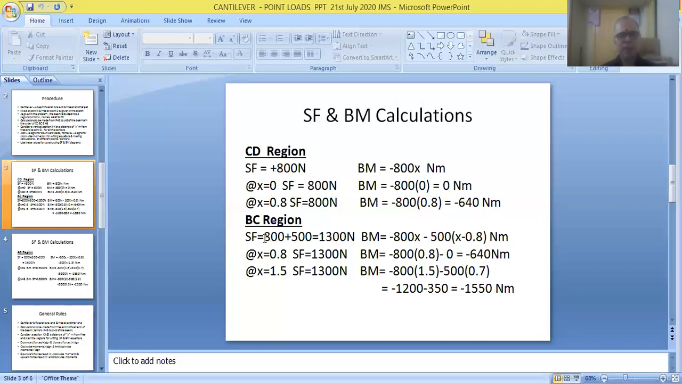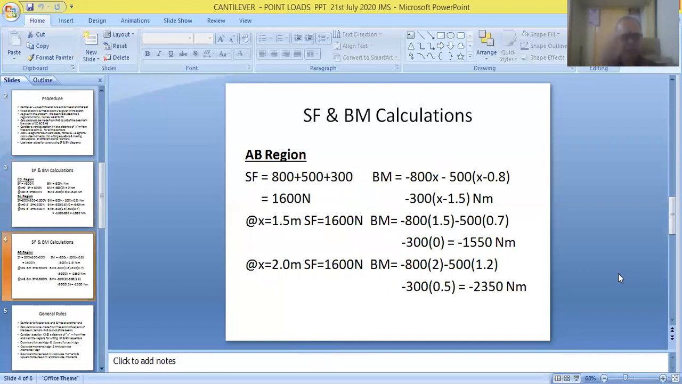So friends, this is the way of measuring SF and BM values. First we are writing the main equations of shear force and bending moment, and we are taking the limits. One is the lower limit and the other one is the upper limit. Using the lower limit, we are getting the first set of SF and BM values, and using the upper limit, we are getting the second set of SF and BM values.